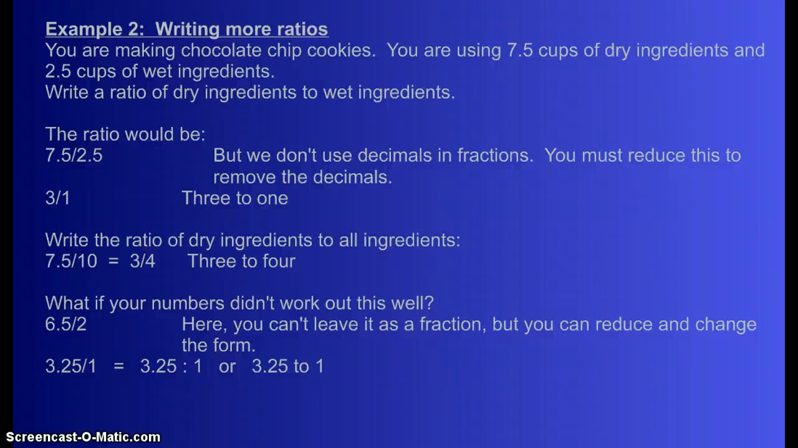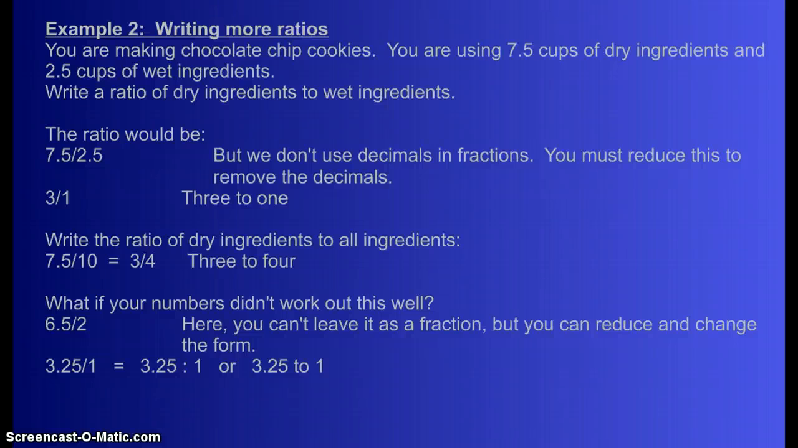Let's write some more ratios. Okay, let's think about cooking or baking. You're making chocolate chip cookies, and you're using 7.5 cups of dry ingredients and 2.5 cups of wet ingredients. Write a ratio of dry ingredients to wet ingredients. The ratio would be the amount that they list first. The of amount goes in the numerator, the dry ingredients, which is 7.5. And then the wet ingredients is 2.5 cups, so it goes in the denominator. So it looks like this, 7.5 over 2.5, or 7.5 to 2.5.